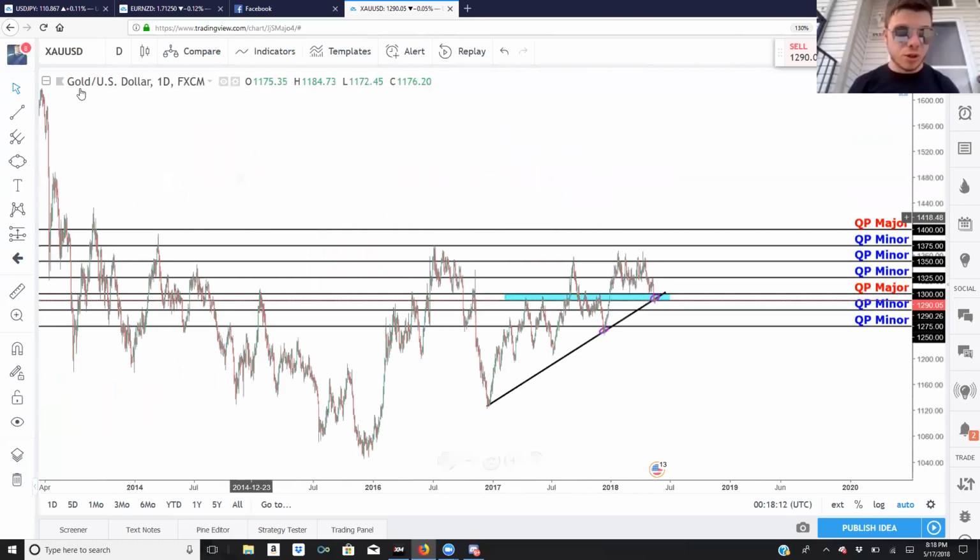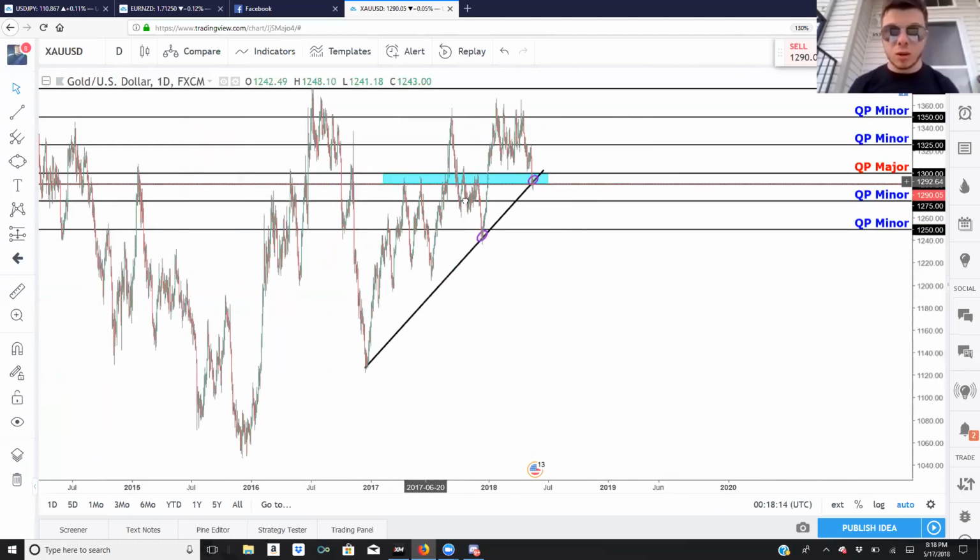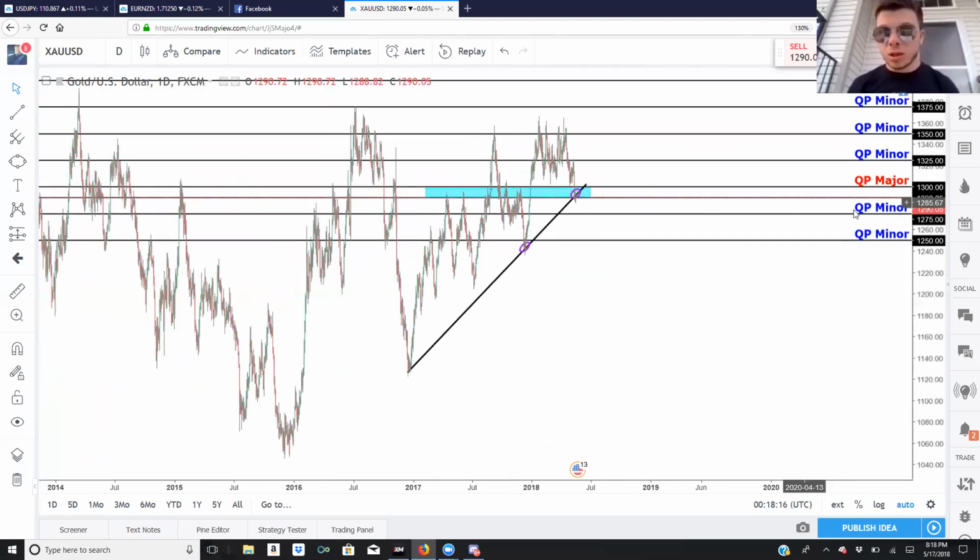Some pairs you have to go literally to the week in order to see them. So right here you've got QP major, QP major. The only reason there are minors below here is because there are going to be minors in between this 1,000 pip range as well. So from 1,300, your other 1,000 pip mark would be 1,200. 1,200 would be your other major.